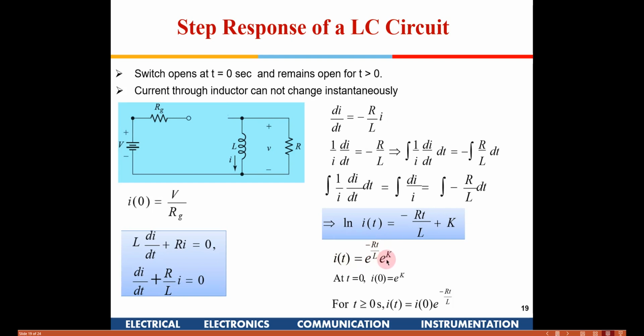Now to find out the value of e to the power of k, like we did in the last case, at t is equal to 0, we know I0, what is the value of I0, which we have as V by Rg. So if I put t is equal to 0, this term becomes 1. So this is V by Rg. So e to the power of k is nothing but V divided by Rg. So now you can substitute that. So that is how we solve these kind of equations, these kind of circuits.